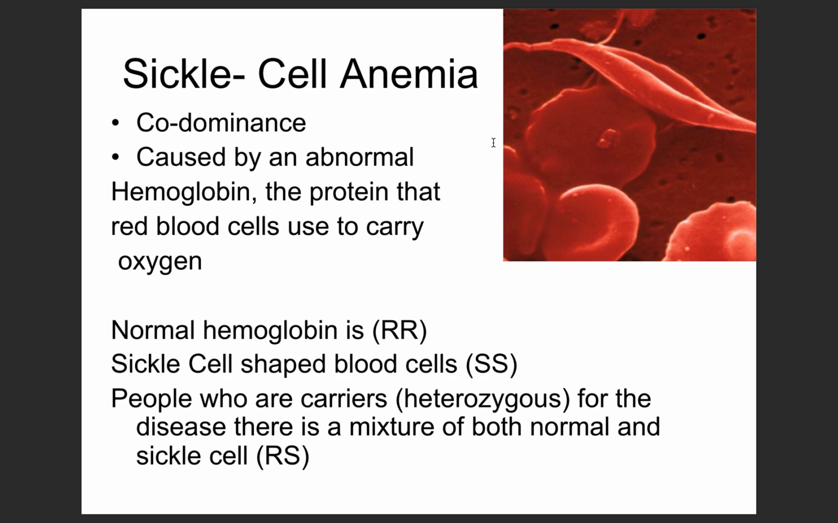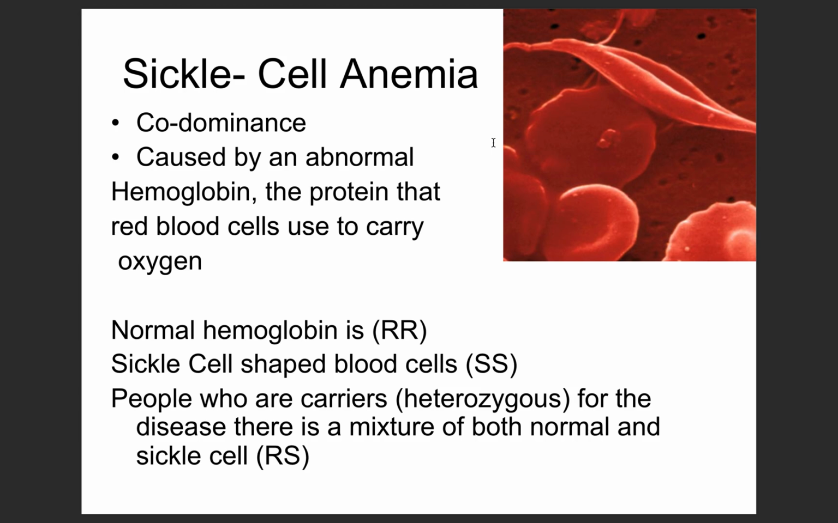Sickle cell anemia is codominant. Sickle cell anemia is a disease that certain people have. It's common in a lot of African countries where malaria, the disease, is present. This was an evolutionary adaptation that some of their ancestors had made to prevent them from having malaria. But unfortunately, sickle cell anemia can also be extremely dangerous.